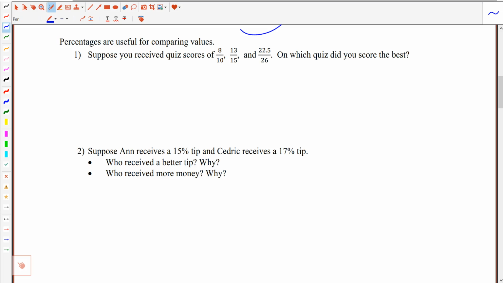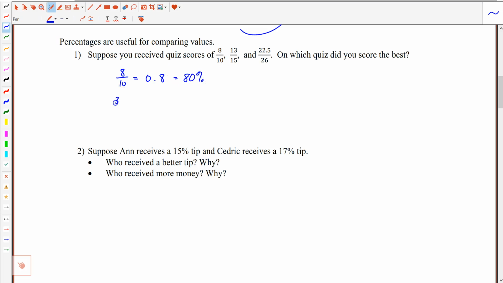Well, for each one of these quizzes, the numerator is how many points you earned, and the denominator was how many points the quiz was available out of. Every one of these fractions, we're going to turn them into a decimal, and then from the decimal, we'll turn them into a percent, and it will allow us to do this comparison. So for the first quiz, 8 out of 10 as a decimal would be 0.8 or 80%.